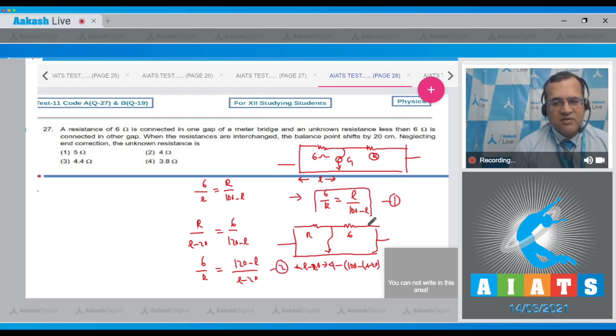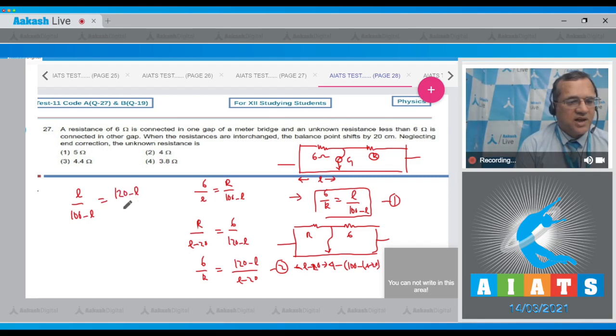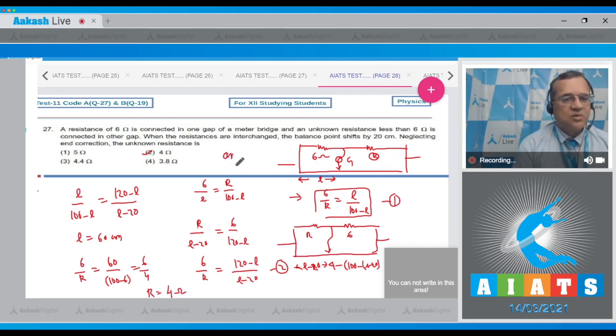So we compare equation 1 and 2. So therefore L divided by 100 minus L is equal to 120 minus L divided by L minus 20. Now you solve, so L comes to be 60 centimeter. So if L is 60 centimeter, we can find that 6 divided by R is equal to 60 divided by 100 minus 60, that is equal to 6 by 4. Therefore R is equal to 4 ohm, and the answer 2 is 4 ohm.